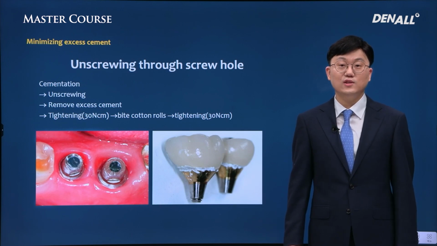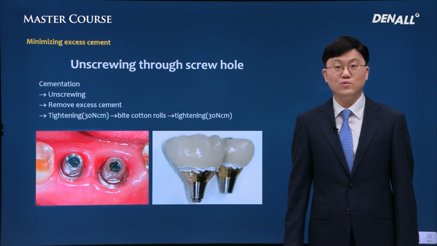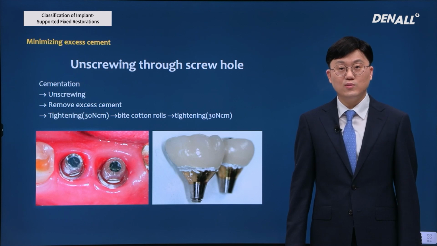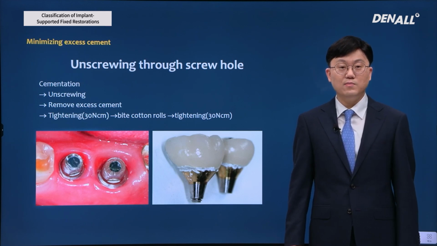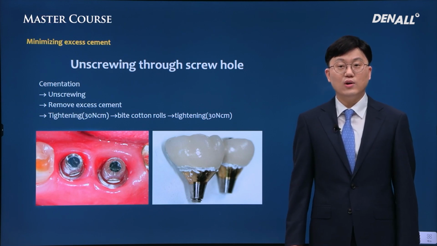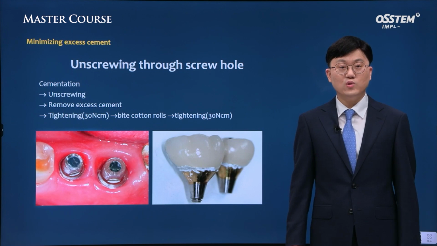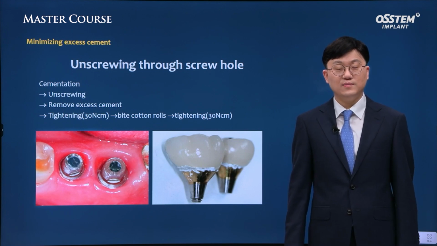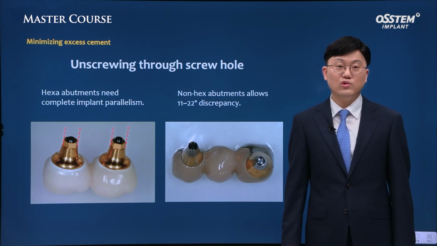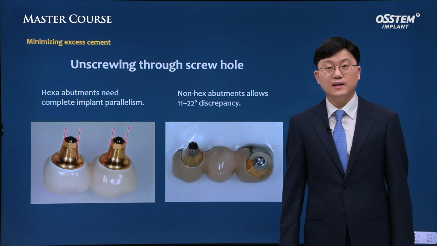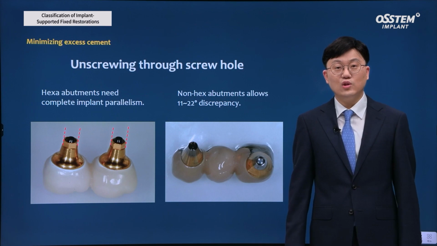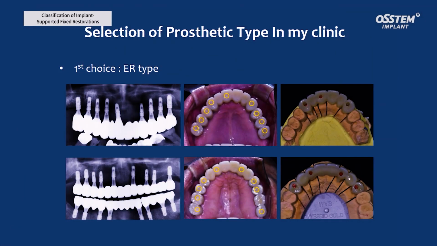When you make prosthesis in ER type, the screw hole screw can be loosened, and after that, abutment and prosthesis can be removed. After that, cement can be removed as well. After cement removal, you can position the prosthesis again and repeatedly tighten the screw. After prosthesis removal, when positioning it intraorally, if there is difference in implant placement angle, non-hex abutment is more favorable than hex abutment.